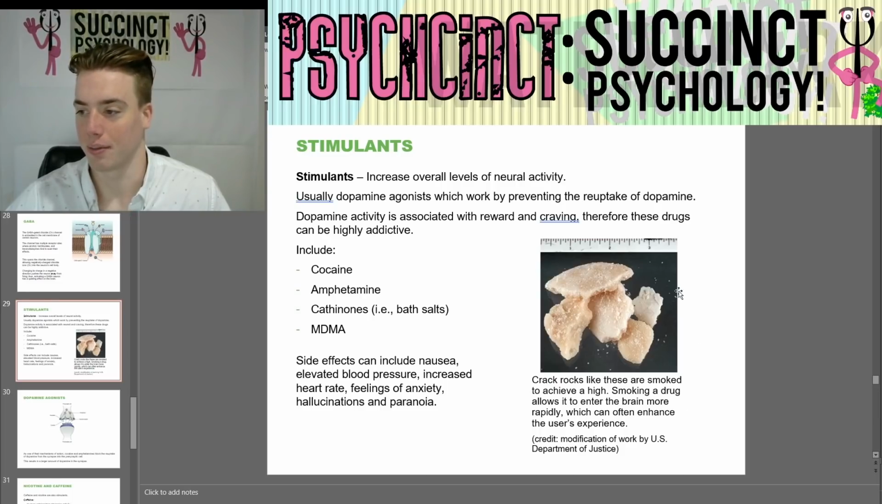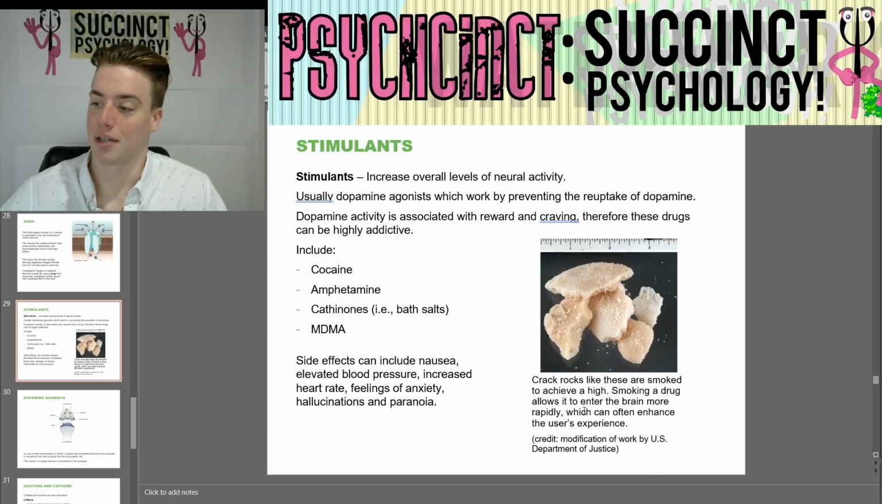So here we have a nice picture of some crack rocks. So crack rocks like these are smoked to achieve a high. Smoking a drug allows it to enter the brain more rapidly, which can often enhance the user's experience.